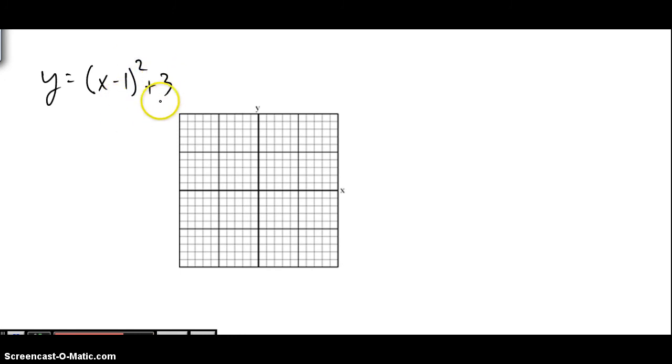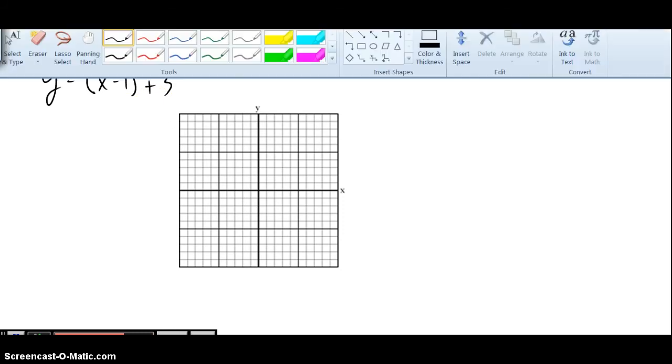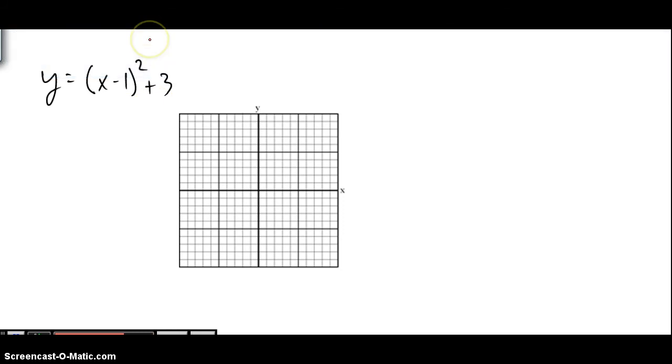Where are we going to move? First, write down where you think we're going to move. Okay. This means move right 1, and this means move up 3. Okay, and from there, we're going to do our good old x squared. So right 1, up 3. It's centered there. That's the vertex, not the center, the vertex.